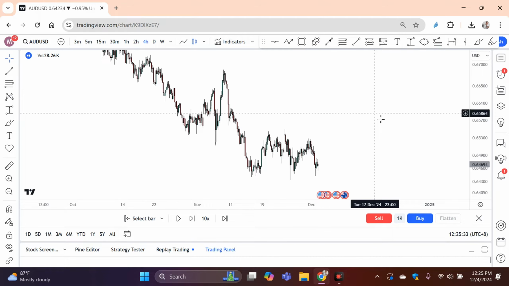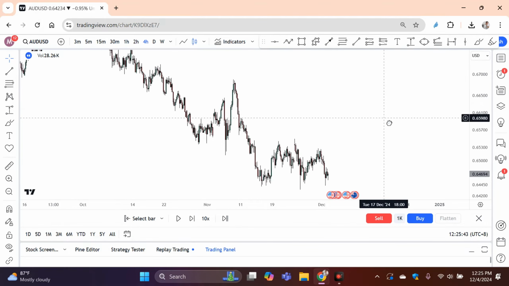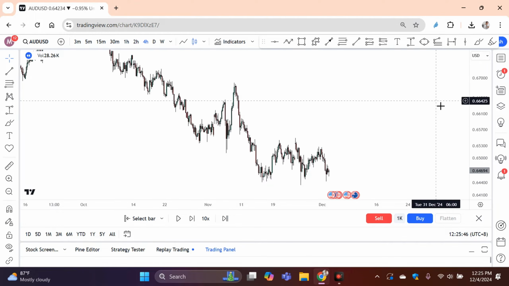Now today I would like to break down a trade that was shared by one of my students. Why is it so important? Because I want to dissect from the higher time frame to the lower time frame so that you have a clearer picture of what is going on.